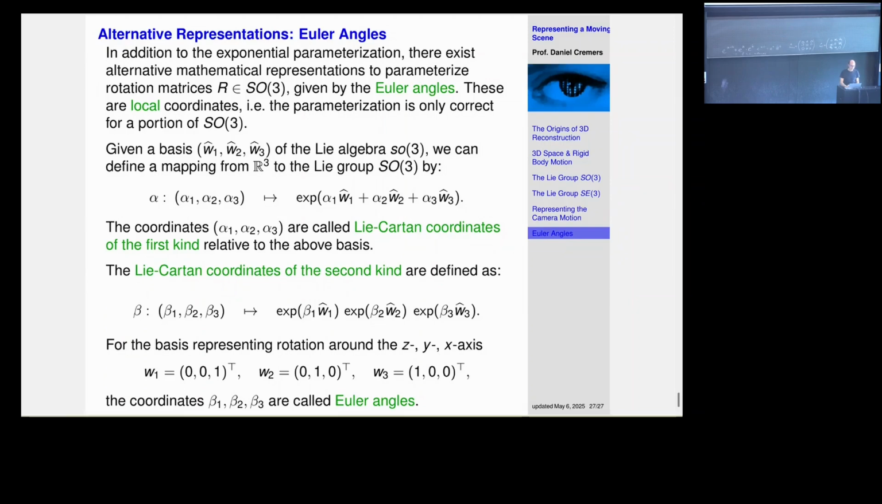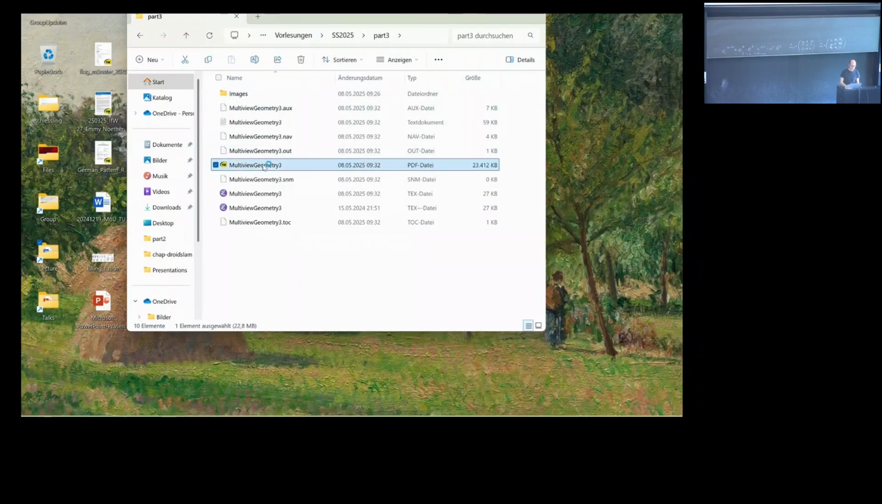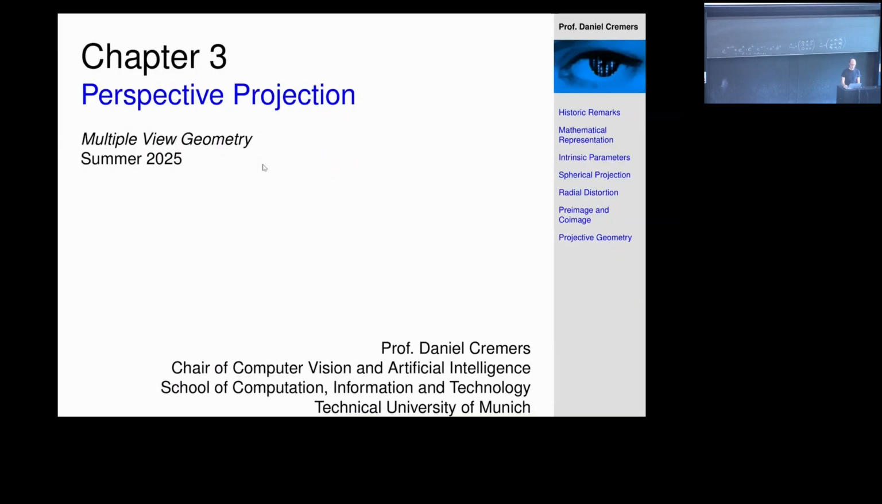That brings us to the next chapter, and that is the chapter on perspective projection. This is chapter 3. And here, this is kind of the second core element in this image formation process. The first one is I have a 3D world and I move my camera around, so I need to know how I can model the movement of the camera.